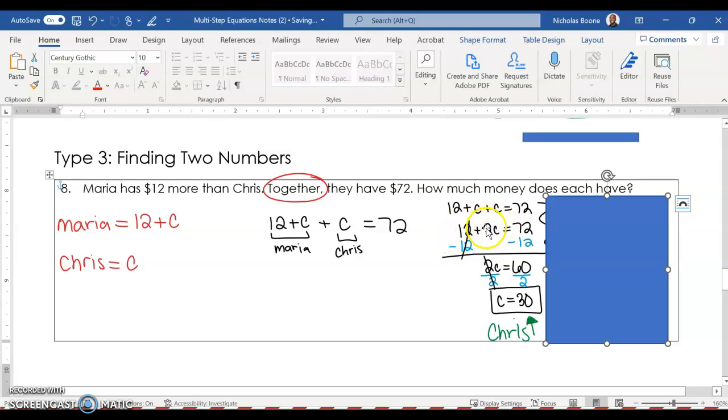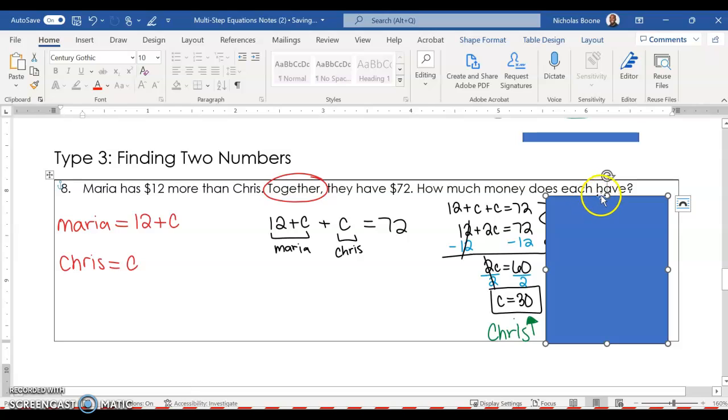So we set it up. I combined my like terms, which left me with 2C. And then I go through the process, and I was able to get that Chris has $30. So that process let me know that Chris has $30. But once again, you're not finished. You need to find the amount for Maria.